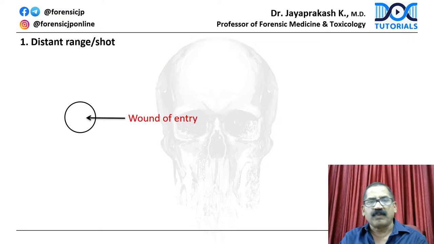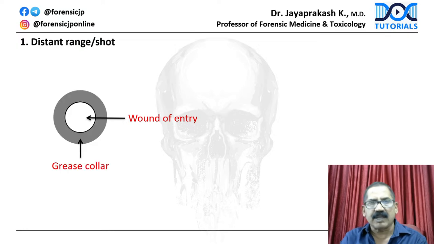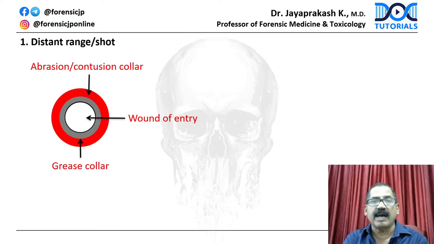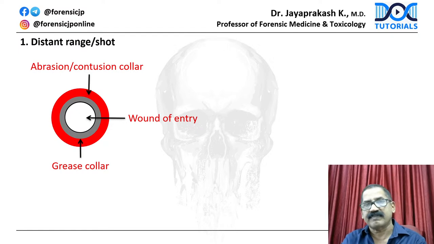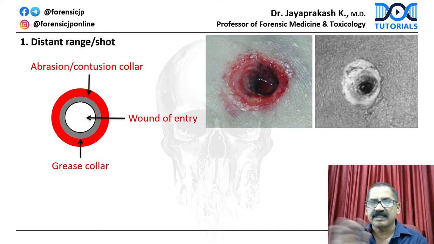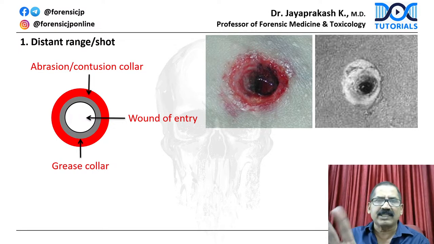Okay, now distant range, how the picture is: you can see the wound of entry surrounded by the grease collar, surrounded by the abrasion or contusion collar. Sometimes only abrasion collar, rarely only contusion collar, sometimes both may be there. Okay, this is the diagrammatic representation. This is the actual picture. You can see the wound of entry surrounded by abrasion collar. If this image is given in the exam, without any second thought, you can say that it is a distant shot. There is no tattooing, no blackening, no burning, no singeing, nothing. Only wound of entry with abrasion collar.